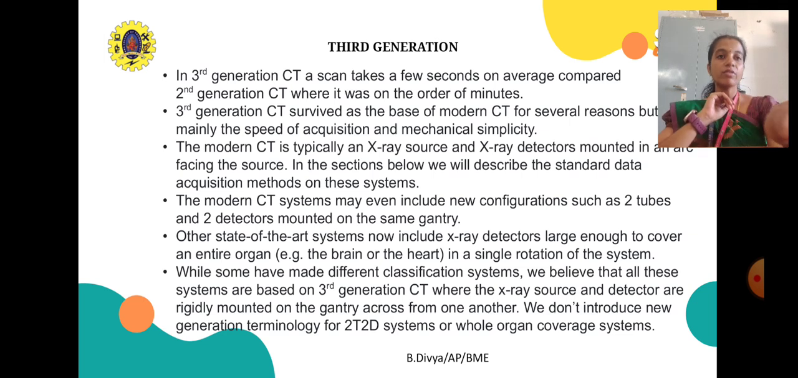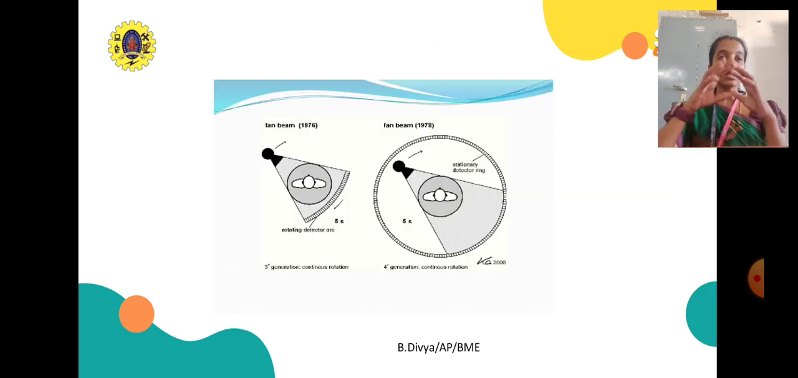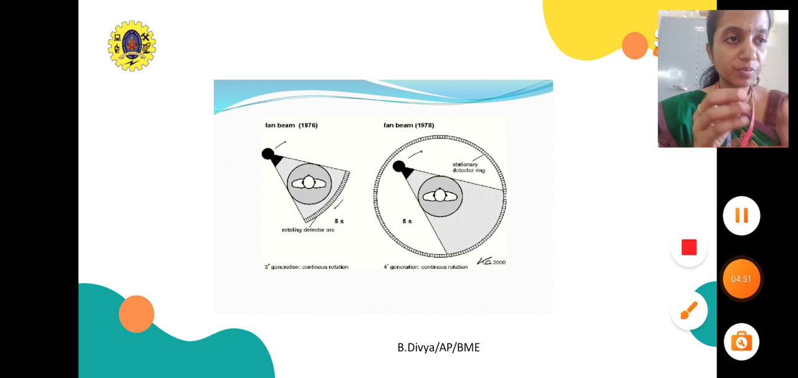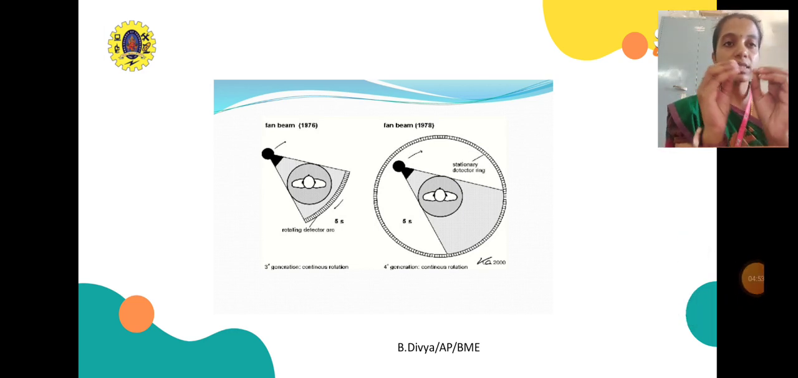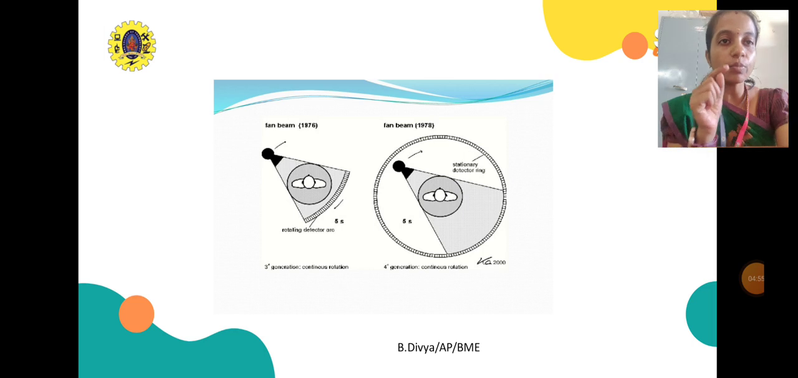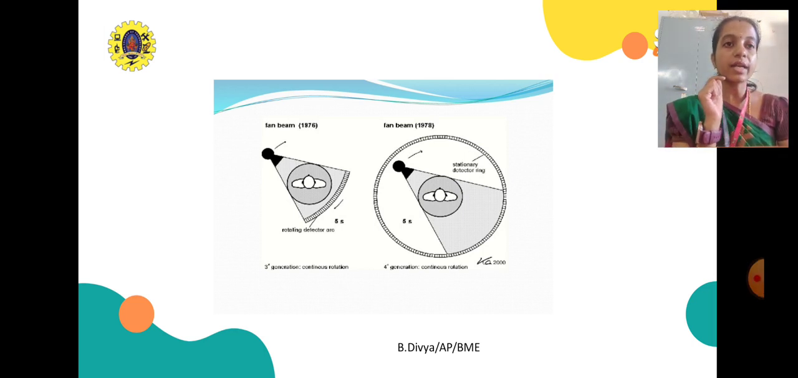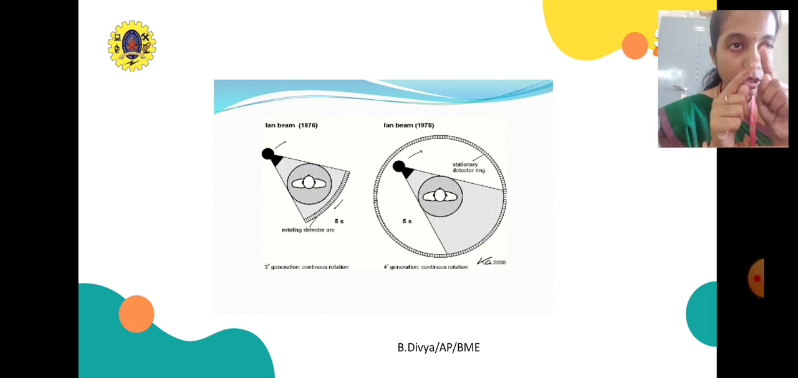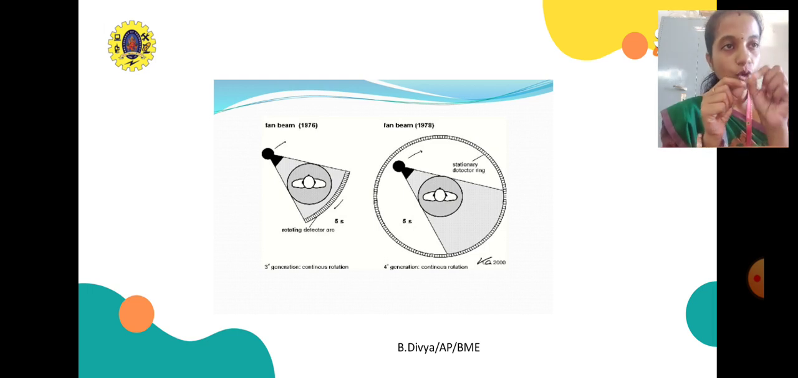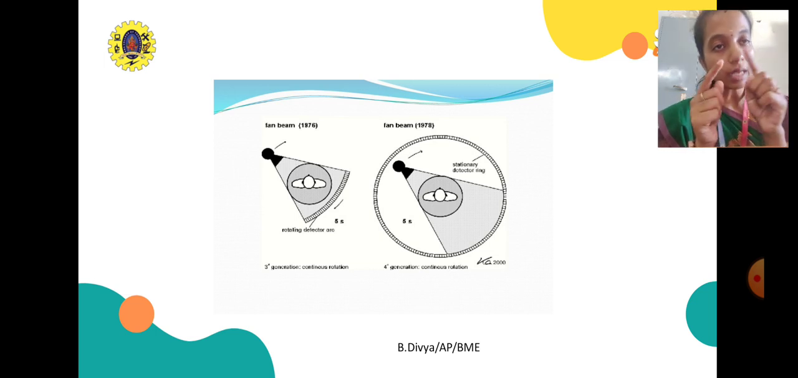We can see how the third generation system looks like. It will be in a round position, with a source and a detector, and the round position completely will have the cross section. It has been sectioned. That is called the detector.